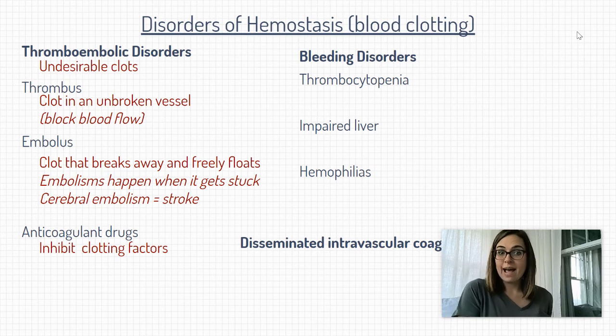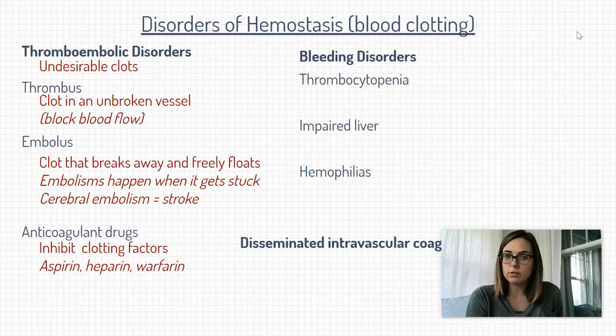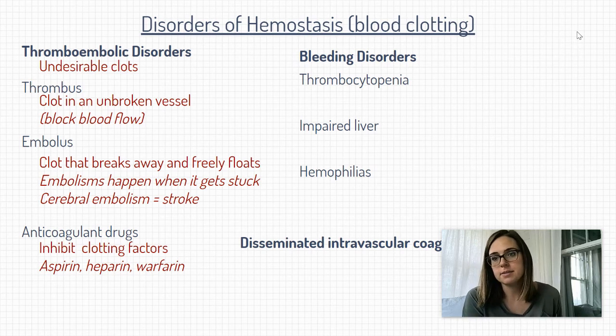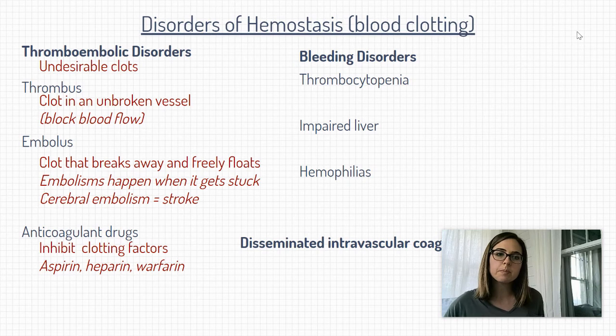There are anticoagulant drugs, which sound just like the name suggests. They prevent clots from forming, so these inhibit our clotting factors. Some really common anticoagulant drugs: aspirin, a very common one. If somebody is at risk for a stroke, they might be prescribed to take daily aspirin. It's a simple treatment and a cheap medicine that you can take to prevent strokes, basically. Heparin is another one, which we've learned your white blood cells, your basophils, secrete in an effort to have an immune or inflammation response. And then warfarin is another one that might be given at the hospital in more serious situations.